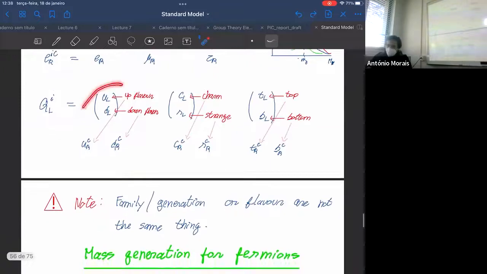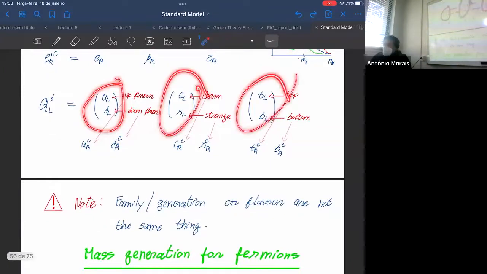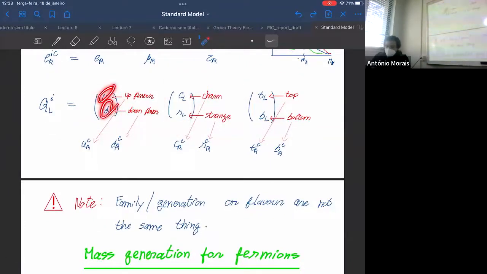Family is this. Flavor is these are different flavors. We have two flavors within the same family. But you can also say, okay, I have a flavor-changing interaction that changes this to that. This is also a change of flavor. Typically, we don't say change of family, we say change of flavor.